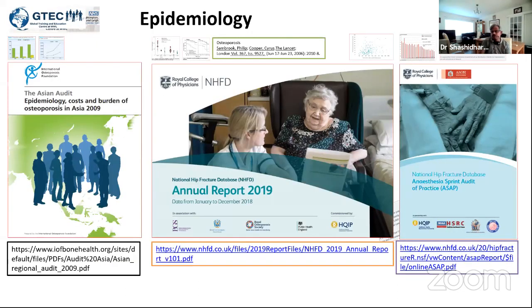So if you Google it, there are so many reports about fractured neck of femur. I've just got one report from the Asian audit, cost and burden of osteoporosis in Asia. Similarly, we have a joint collaboration of the Royal College of Physicians, Royal College of Anesthetists, Public Health England, and various other organizations running the national hip fracture audit database. Within that also sits our national hip fracture sprint audit of practice, which is led by the Association of Anesthetists and the Royal College of Anesthetists.